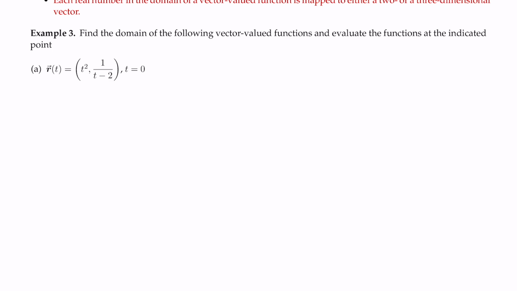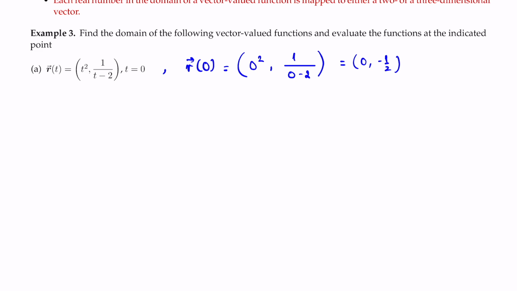You just substitute the value of t equal to 0 into the components of the vector value function and you get the result. So here you have r of 0 is equal to 0 squared, comma 1 over 0 minus 2. And this is equal to 0, comma negative 1/2. So this is a position vector with t equal to 0. This is just a snapshot of the entire plane curve as we move through t.